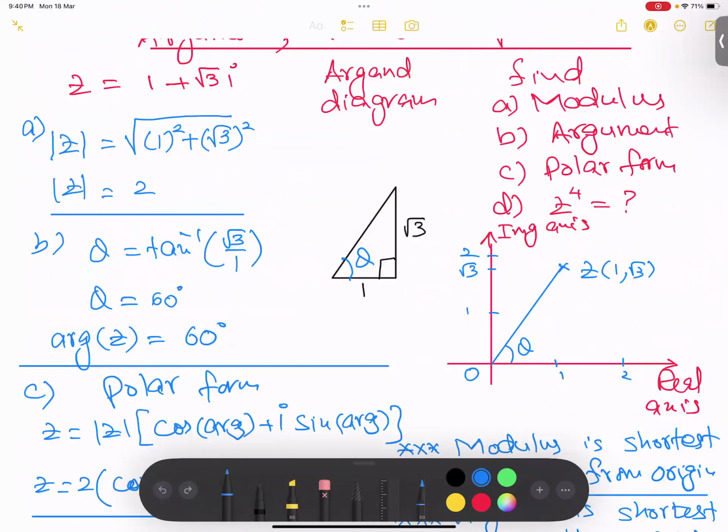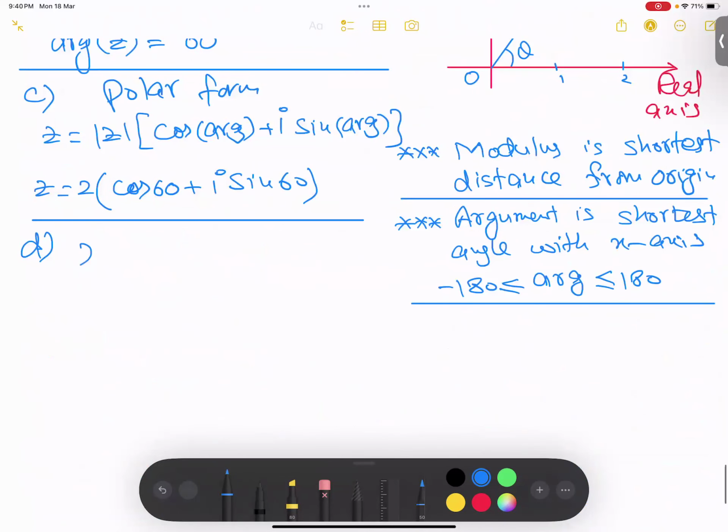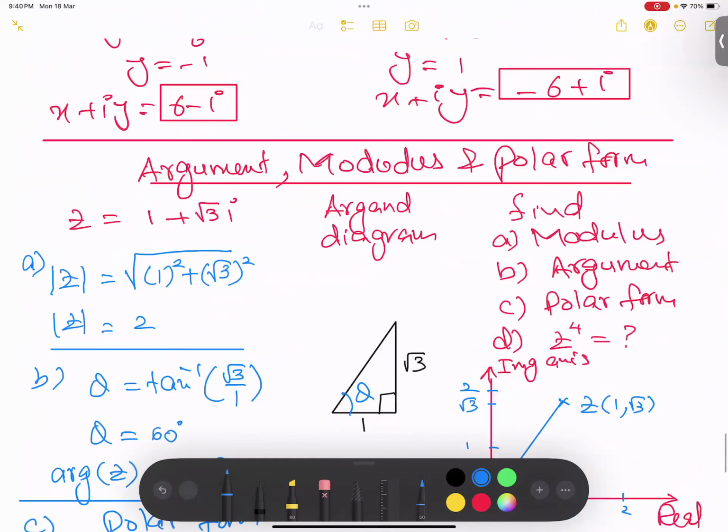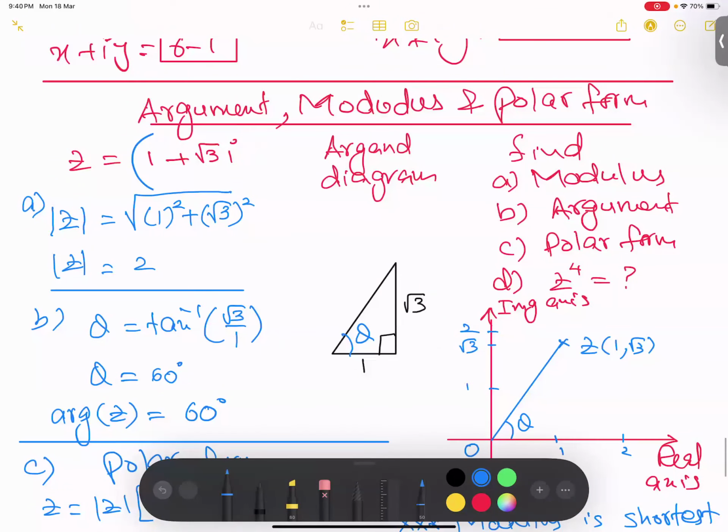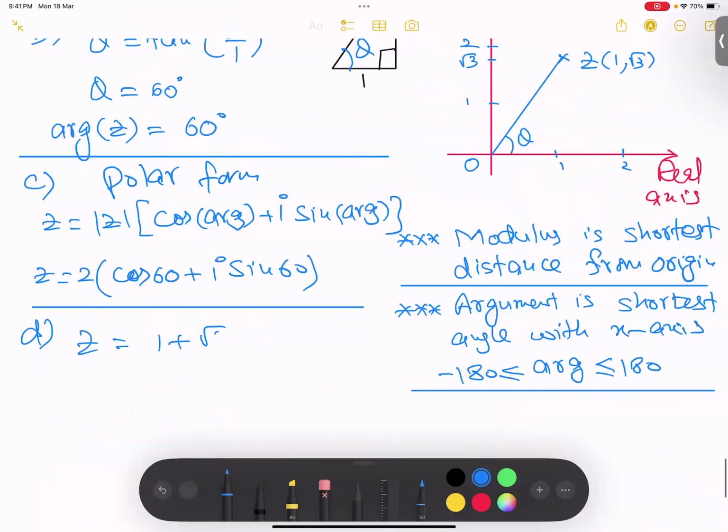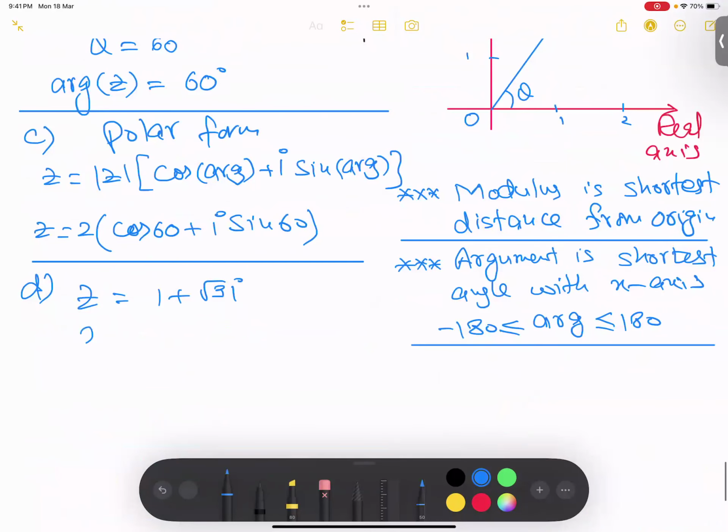Let's talk about Z^4. How to find Z^4? Actually, Z is what? Z is 1 plus √3 iota. If I want to find it, polar form you know very well. Polar form is this one, so I'm writing in polar form: 2 cos 60 plus iota sin 60. For example, if I ask to find Z^4, take power 4 on both sides.